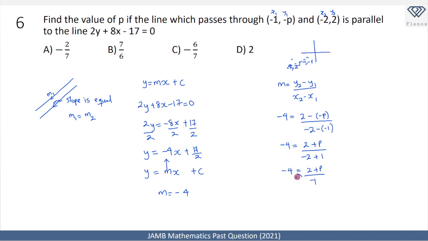So when I cross multiply, I have 2 plus P equals minus 4 times minus 1, which gives me 4, because minus times minus is plus. P will just be 4 minus 2, and that equals 2. So the value of P is 2, and that makes D the correct option.